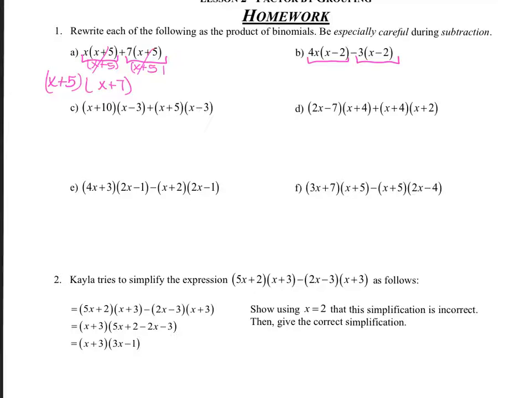B, here's a term. There's a second term. So my GCF is x minus 2. I'm not going to show it, but I'm dividing it into each term. And what's left over is 4x minus 3.